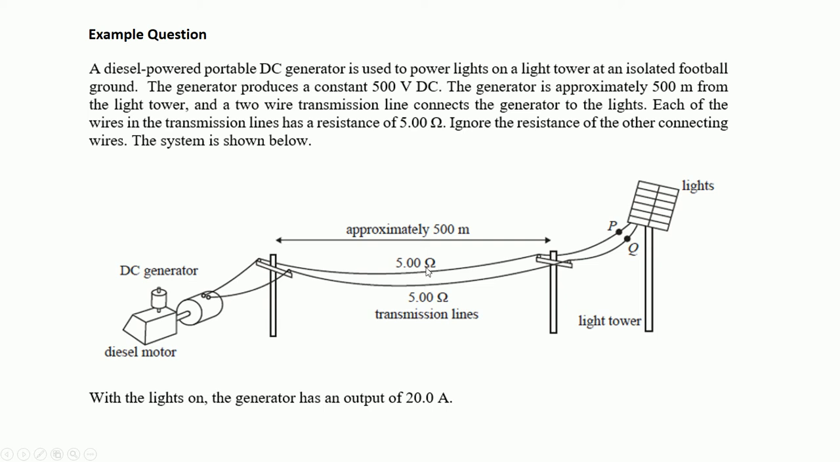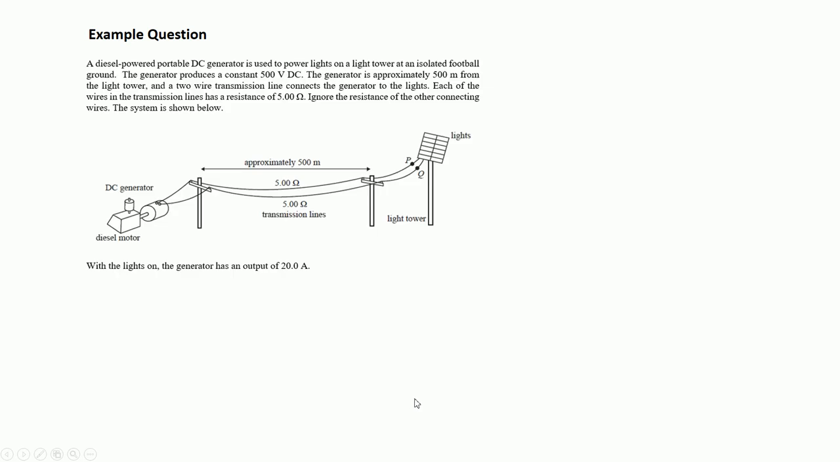It's really important, sometimes examiners will try and trick you with the statement. Here it says each of the wires has a resistance of 5 ohms. Sometimes they say the total transmission resistance is something. Ignore the resistance of the other connecting wires. The system is shown below. With the light on, the generator has an output of 20 amps. So, same question.